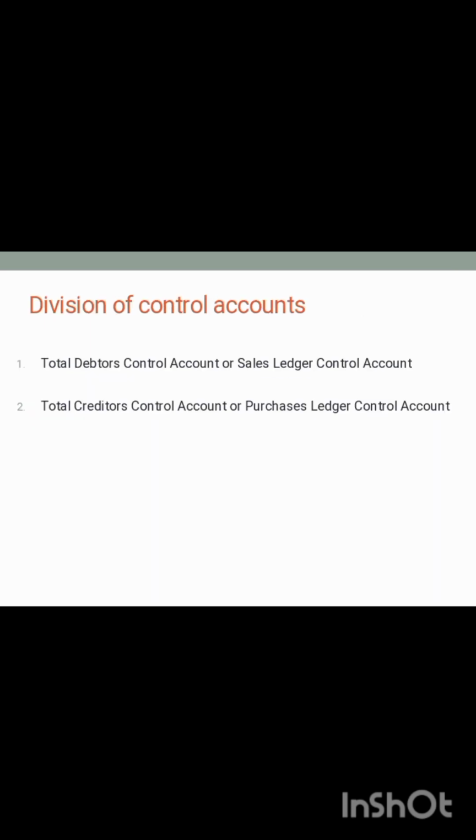Now let's look into the division of control account. Just like we have businesses that are basically into buying and selling, which are the major transactions we have in business, so also the major divisions of control account are the buying, which is the purchase control account, and the selling, which is the sales control account.